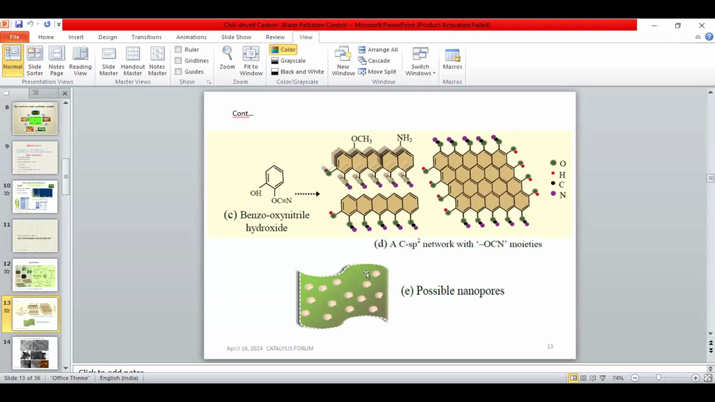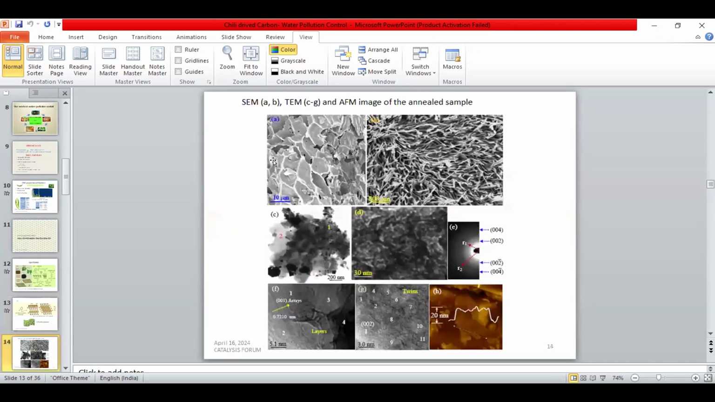Eventually this is treated as a porous plate-like structure, and we go for many characterizations to see whether pores are present and whether it is plate-like or not. In these SEM and TEM images, the first line shows the SEM image, which shows the plate-like or flake-like structure of the carbon. The second line, the TEM image, shows a little bit of a layered structure.